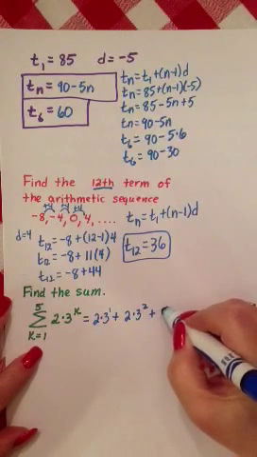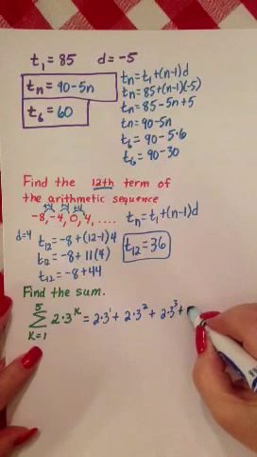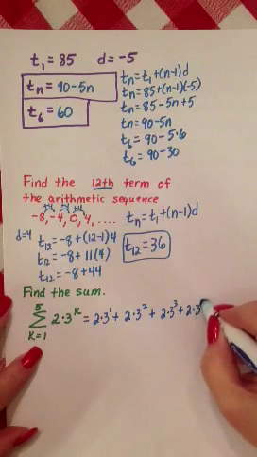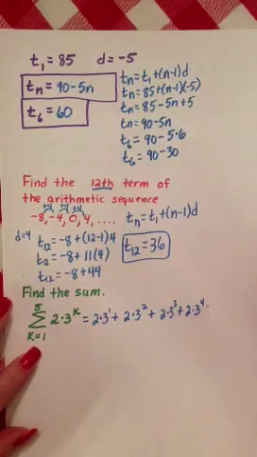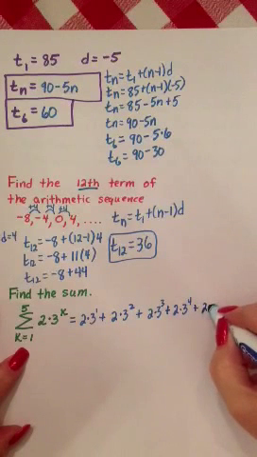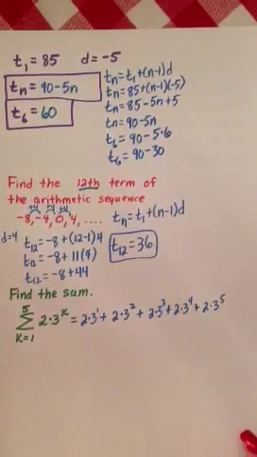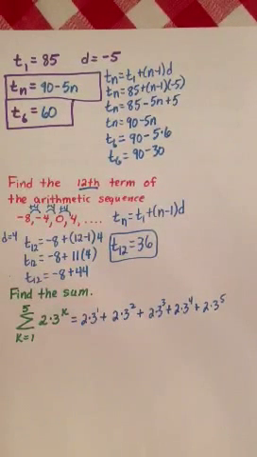When k is 3, it's 2 times 3 to the third. When k is 4, it's 2 times 3 to the fourth. And let me scoot it in a smidge. Then for the next one, it would be 2 times 3 to the fifth. Let me see if you can see all that on my screen. I think it's good. All right.